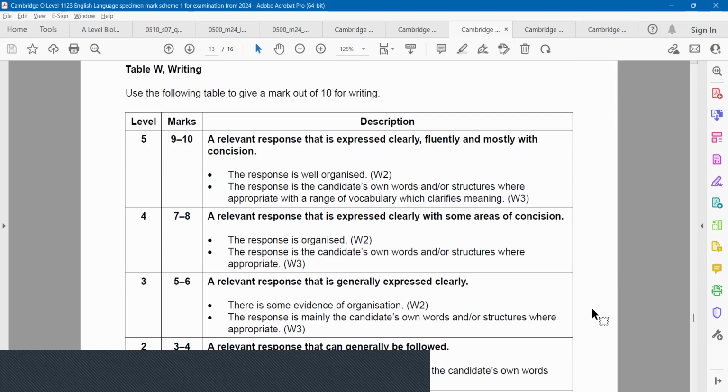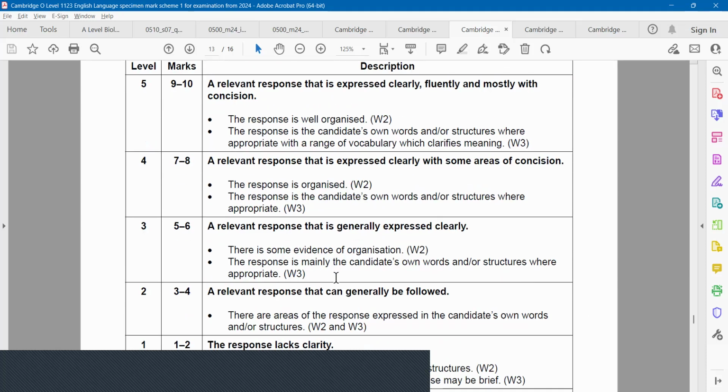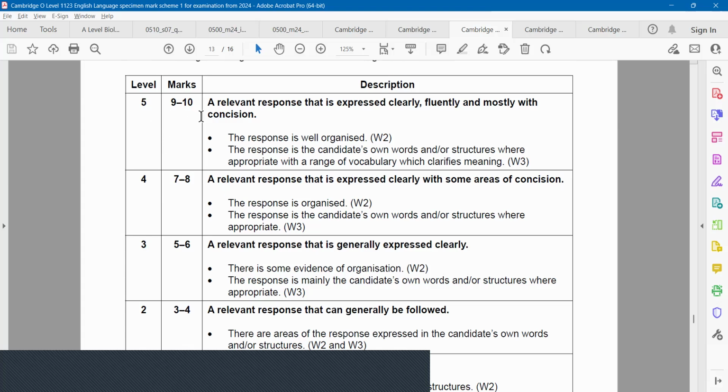Then for the quality of your writing, so 10 marks for that. And again, right, so the levels for each, and they've described it. And the highest one, they say a relevant response that is expressed clearly, fluently, and mostly with concision. So it is well organized, right? Expressed clearly. So what you're saying is not ambiguous. The examiner doesn't think, okay, what is this candidate trying to say? They won't try to understand what you're saying. They'll only judge you on what you've written.